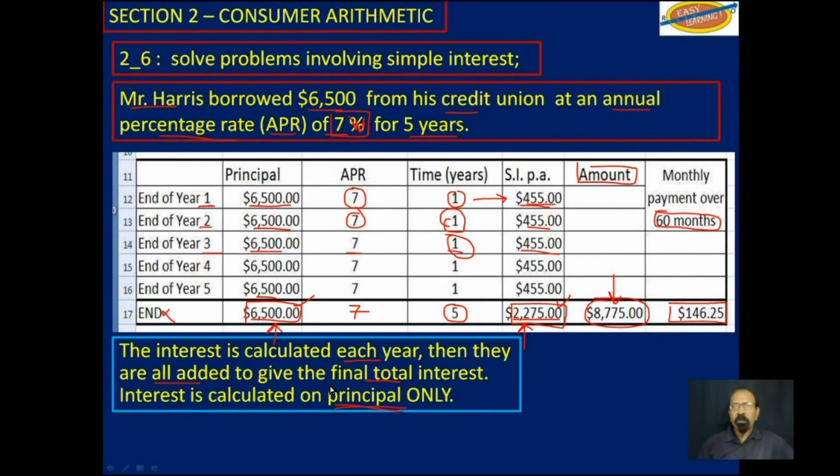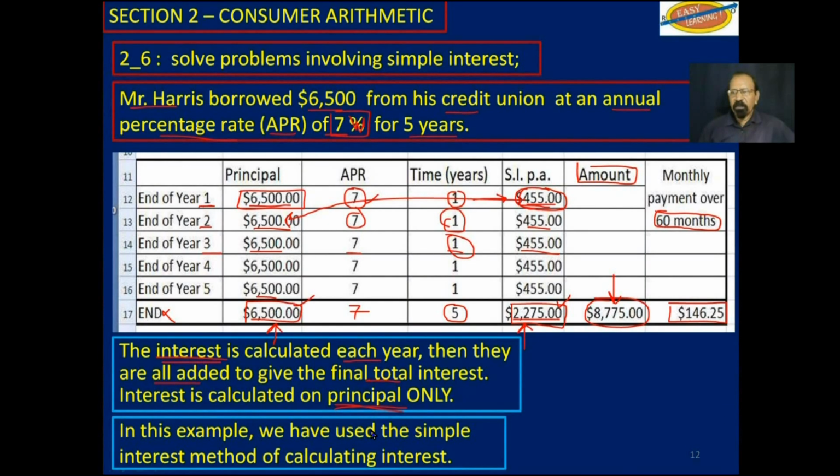Now, later on, when we do compound interest, you will find that this, let us say, instead of borrowing, let us say you deposited $6,500 at 7% per year for 5 years. At the end of the first year, you will get this amount of interest. Now that will be taken and added to this. So the second year, your principal would grow, your money would grow, and so on. But that is compound interest, and that is what we will do in the next video. For this video, we are just dealing with simple interest.